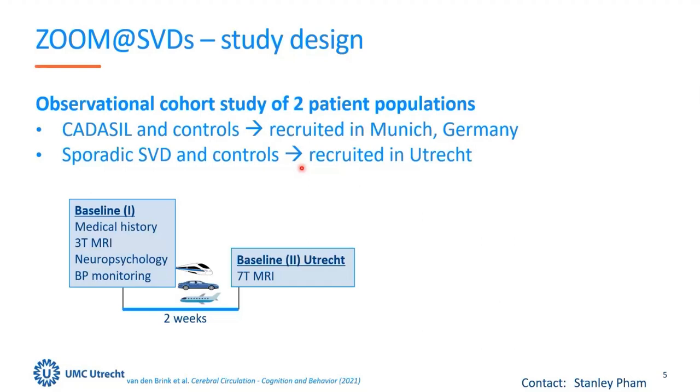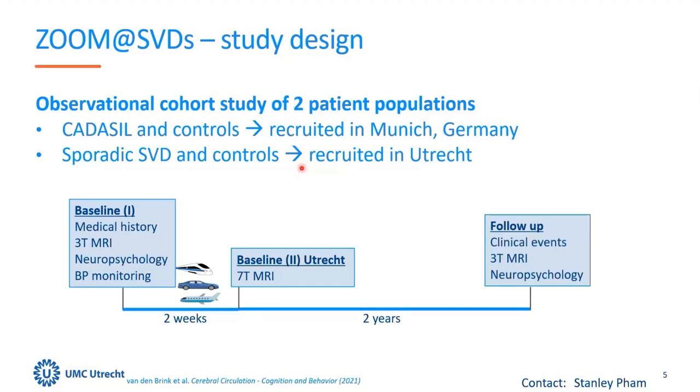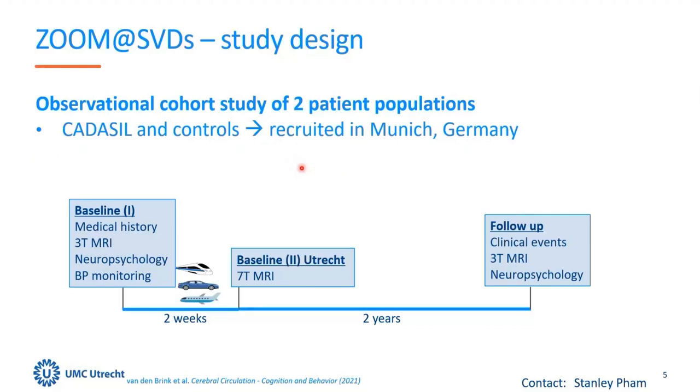And then 2 years later, we repeated some of the baseline visit measurements. So we repeated the 3-Tesla MRI and the neuropsychological assessments to see if there have been any longitudinal changes in these participants. And like I said, for this talk, I'll only focus on just the genetic variant of small vessel disease.